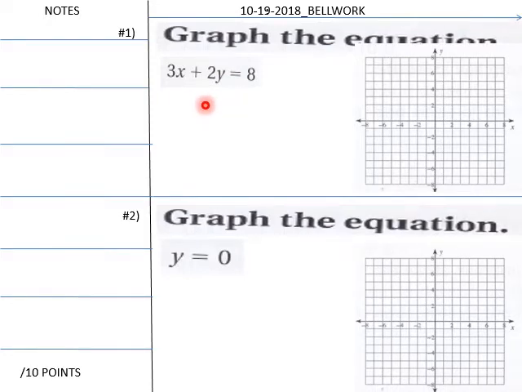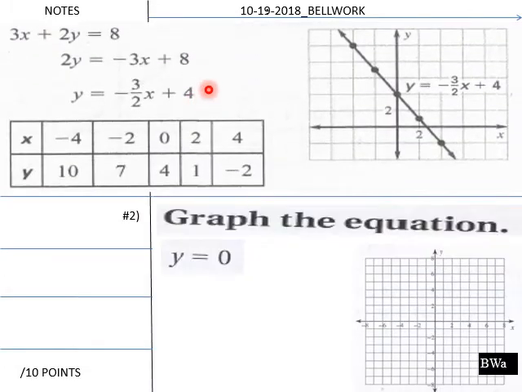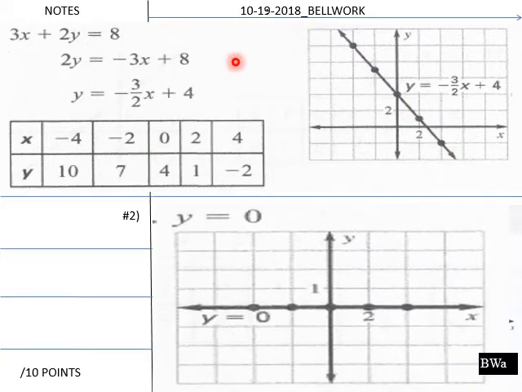Okay, welcome back. We're going to see the solutions now. Here's the first one: 3x plus 2y equals 8. We solve for y and then we plug values into our table. Solve for y, bring this over here, divide through by 2, solve for y, and then put values in your table, or use your graphing calculator. You can do that too. And here's number 2, y equals 0. It's just the x-axis.